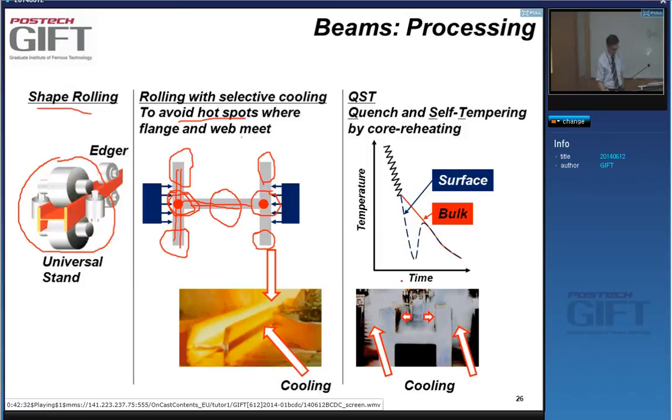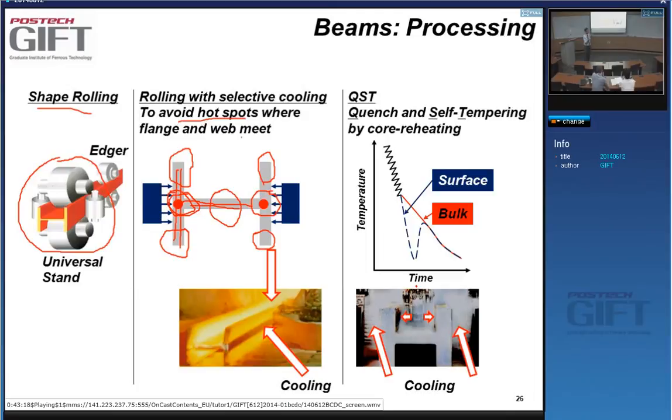For large beams, there is a technology that's used, very similar to what we discussed for rebar at the close of the lecture on Tuesday. You have a technology called QST. These are high-quality I-beams, where you control the microstructure via this technique called QST, which stands for quench and self-temper.